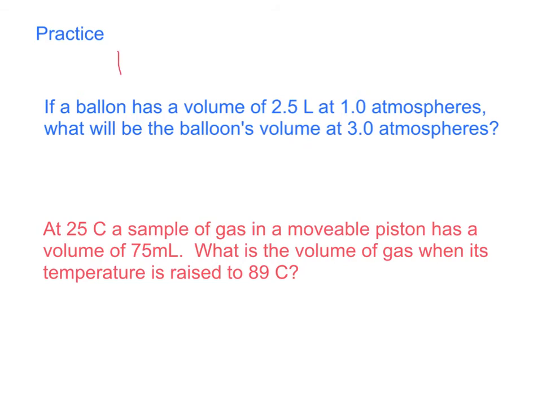Boyle's law is V1 times P1 equals P2 times V2, and then Charles's law is V1 over T1 equals V2 over T2. So those are our two laws in question.